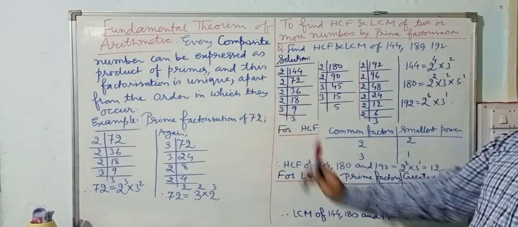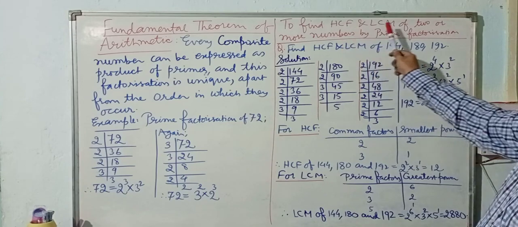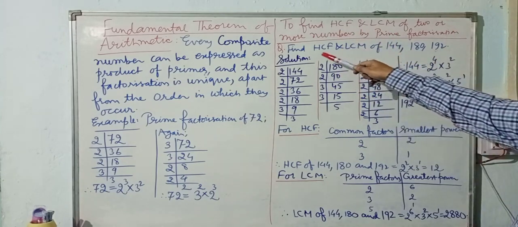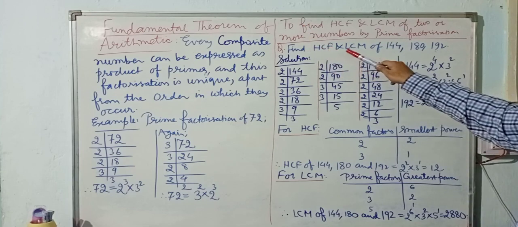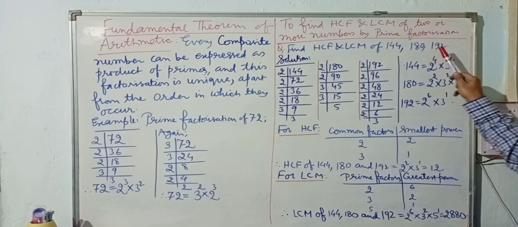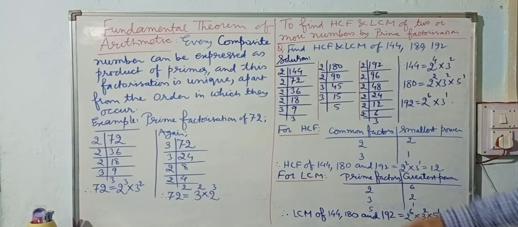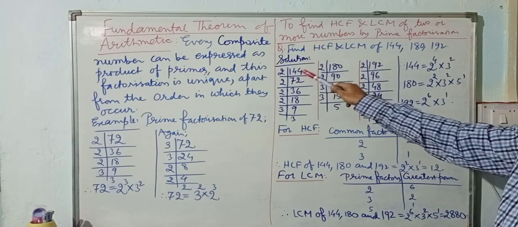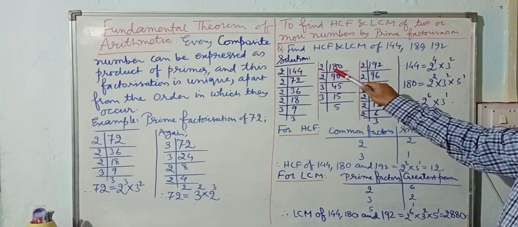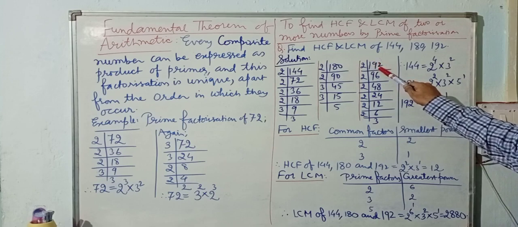Now using the fundamental theorem of arithmetic, we can find the HCF and LCM of two or more numbers. This is how it goes. Let us take an example. HCF and LCM of 144, 180 and 192 we are supposed to find. First, prime factorize all the three numbers 144, 180 and 192.